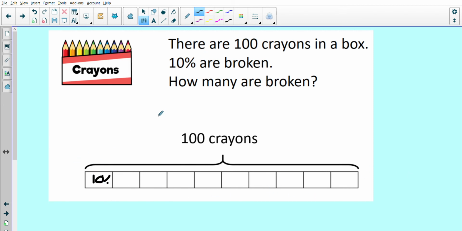So what is 10% of 100? Well, I can divide 100 up into 10 pieces. 100 divided by 10, as we already know, equals 10. So 10 are broken. How many are unbroken then? Well, that would be 90%. 90% of 100 is 90.